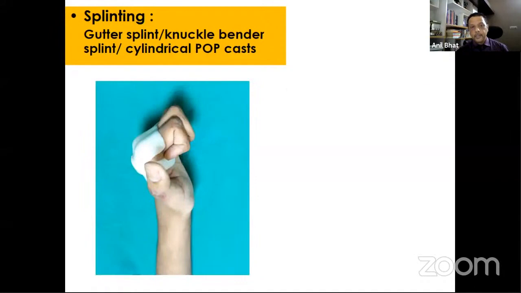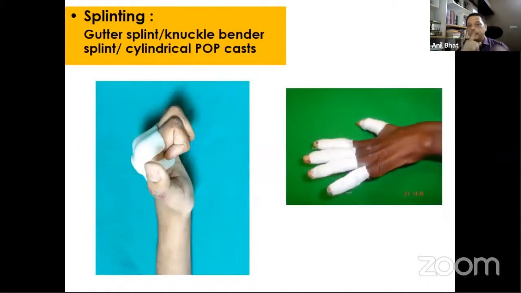So a knuckle bender splint like this, and if there are contracture angles, which I showed you, IP joint contractures, this is one of the best methods to get rid of that before we think of tendon transfers. These are finger casts, cylindrical POP casts. Directly we put the plaster of Paris, no padding here, and then we correct it. Every 2 days we change it. Even with a stubborn deformity, it gets corrected within a week if you do 2 or 3 sittings of this.